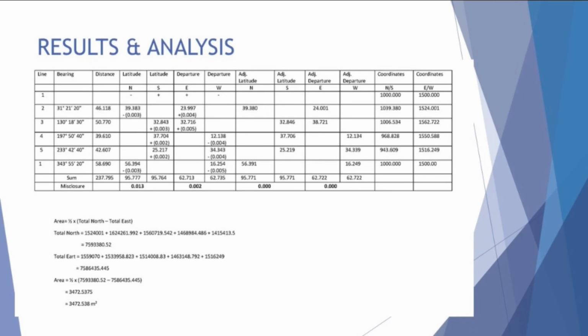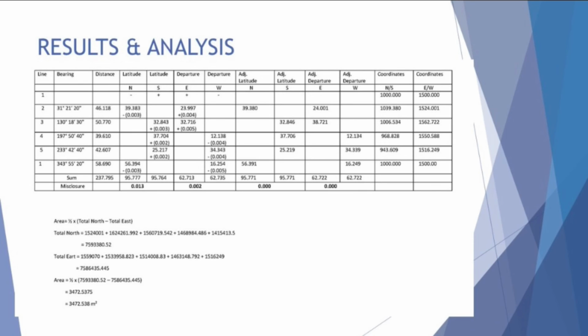So we can calculate the adjusted latitude and adjusted departure. For example, line 2, 39.383 subtract 0.003, then we get the adjusted latitude 39.380. Then we calculate the sum for north, south, east, west and calculate the misclosure for adjusted latitude and adjusted departure. Then we can proceed to calculate the coordinate.